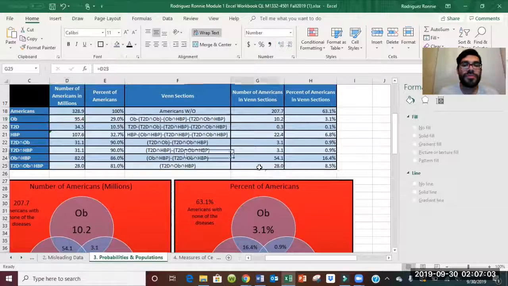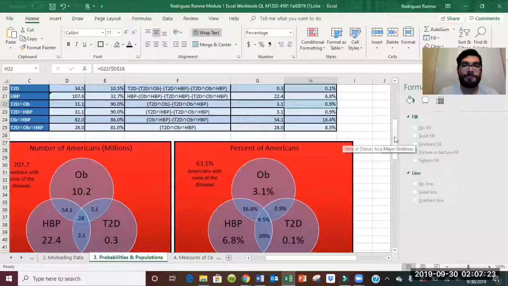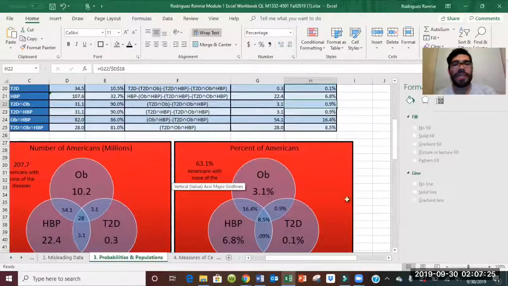So all we did first was we had to work backwards, and we got the total amount for all three, which we got from here. And then we worked up. So we did obesity and high blood pressure here minus the number for all of them. We got that, and we worked that all the way up. We found the percentages of everything. You can see our formulas here. And then we showcased this information in Venn diagrams.